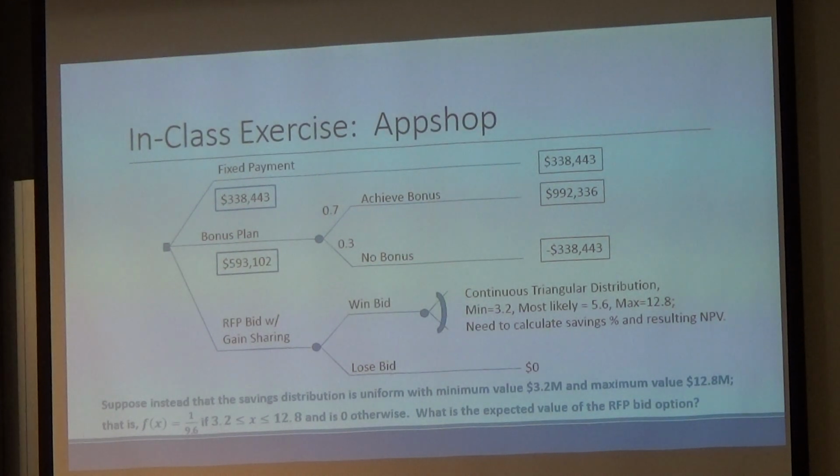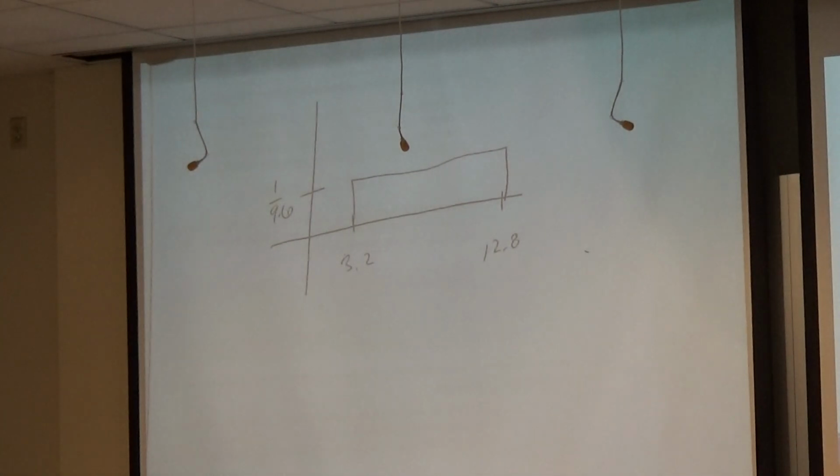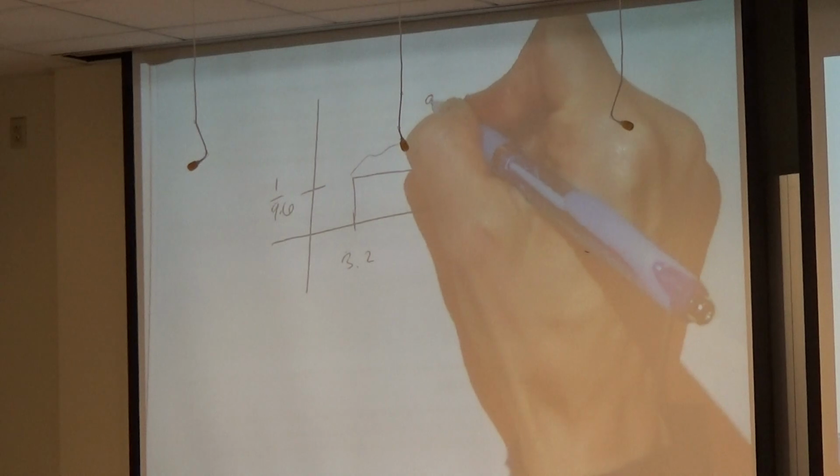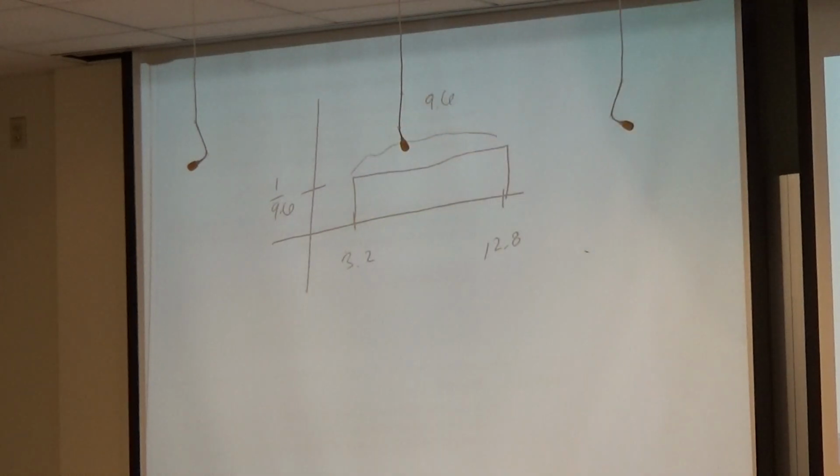And just to see the picture, we've got 3.2 and 12.8, and this is 1 over 9.6, and the PDF just looks like that. It's a rectangle. Every value is equally likely. The length of this rectangle is 9.6. The height of this rectangle is 1 over 9.6. The area under the curve is 1, or the integral of the whole PDF is 1.